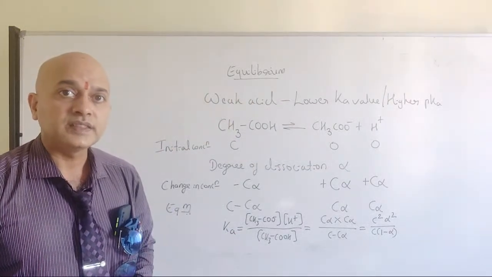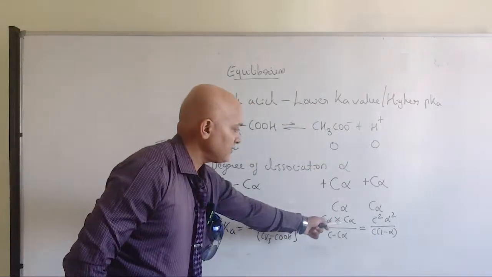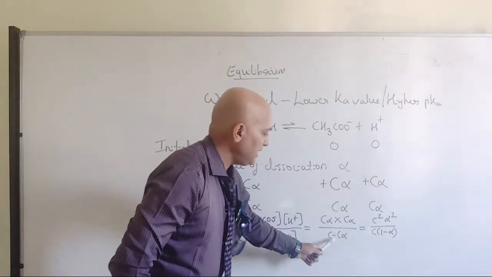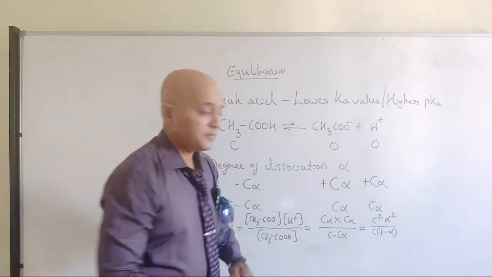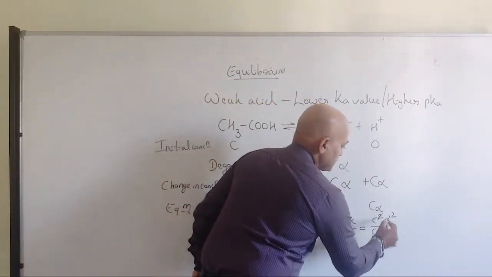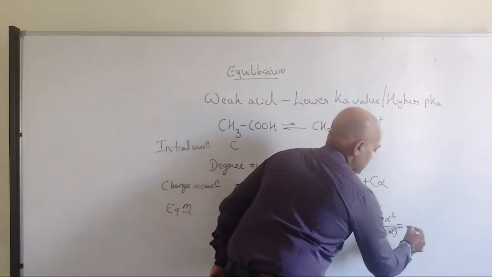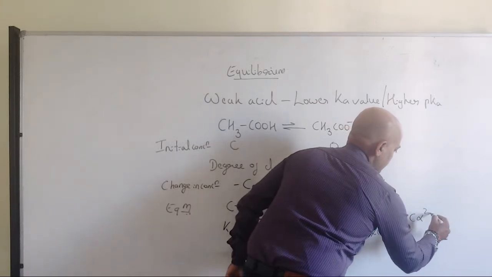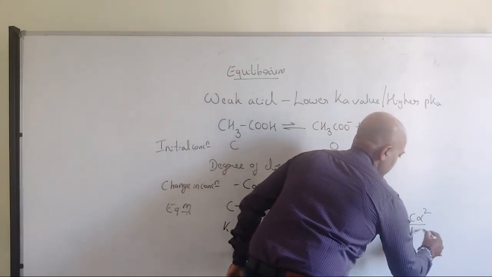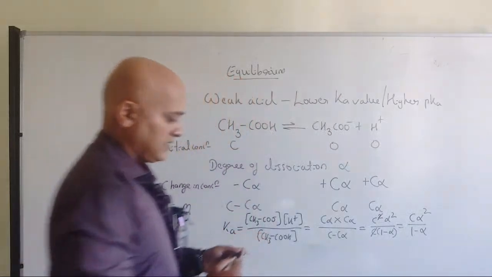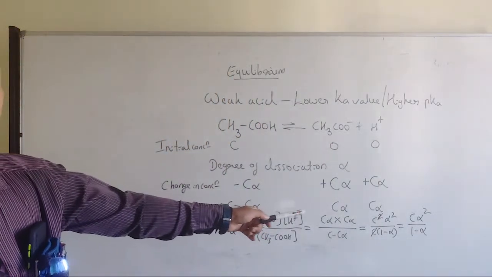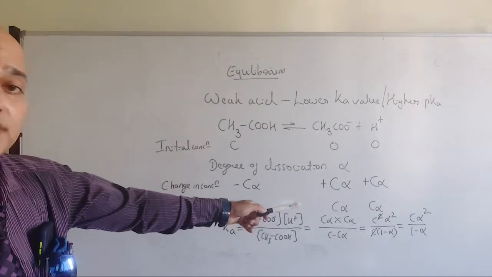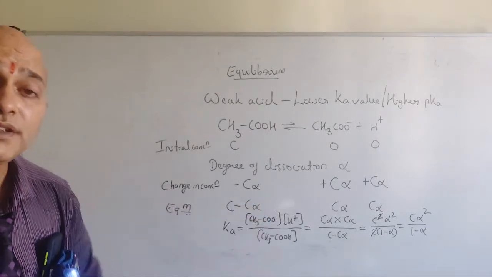Correct? So C alpha times C alpha gives C square alpha square, and in the denominator, C minus C alpha, I have taken C as a common factor. Now one C from the numerator and this C will get cancelled. So I am going to get C alpha square over 1 minus alpha. That will be the dissociation constant and its relation with the degree of dissociation for a weak acid.